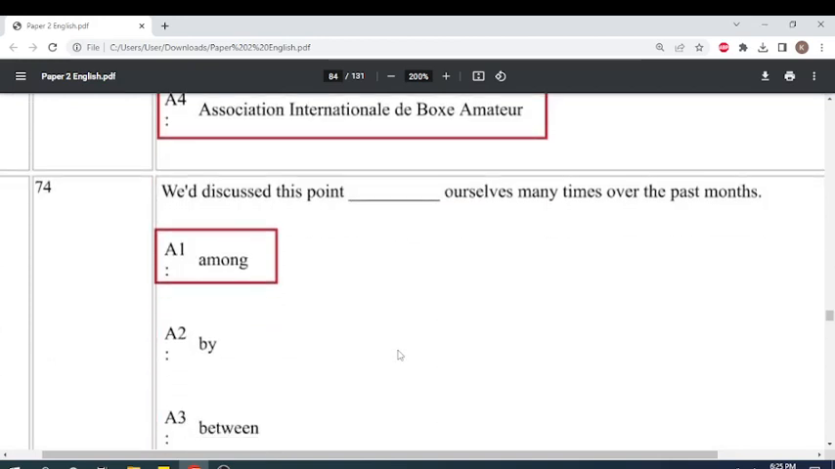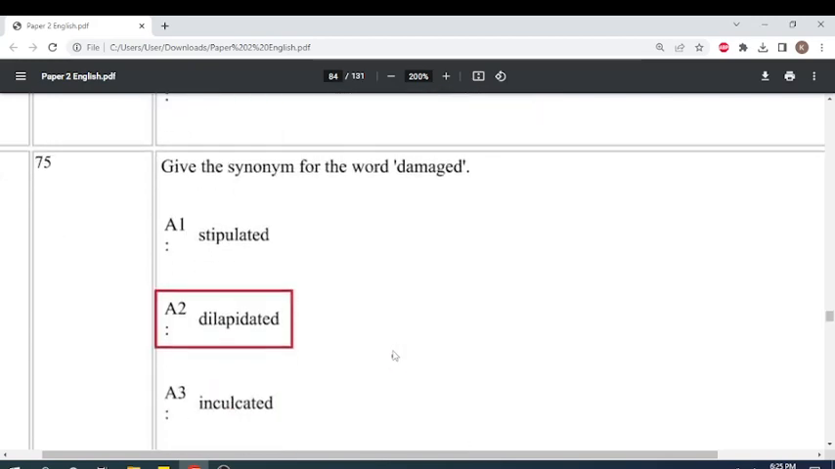74. We discussed this point dash ourselves many times over the past month. Answer A1, among. 75. Give the synonym for the word damaged. Answer A2, dilapidated.